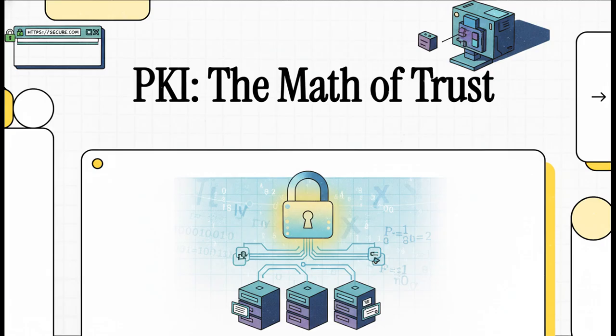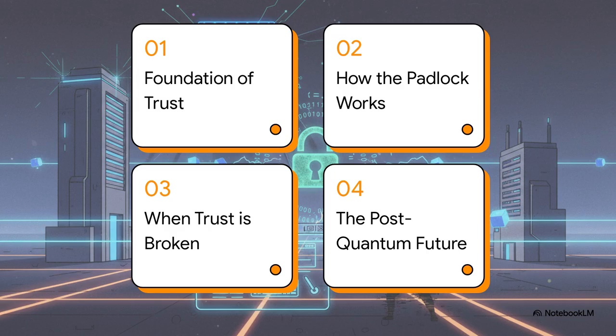Well, it turns out that tiny icon is just the tip of a massive global iceberg of trust. It's all built on a framework of heavy-duty math called public key infrastructure. So let's pull back the curtain and see how the whole thing really works. Here's what we're going to cover in this explainer.